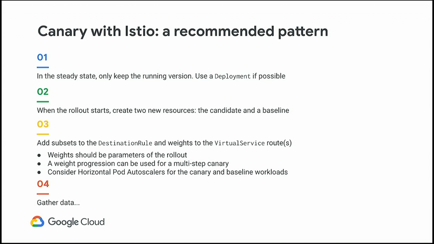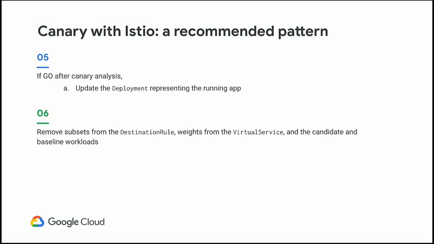It's useful if you're automating this, if you think of the weights as parameters to your automation scripting or your automation tool, because that makes it easy to do a multi-step canary. You can easily go from 80, 10, 10 to 90, or to 60, 20, 20, something like that. And you should definitely use a horizontal pod autoscaler for your baseline and your candidate so that they ramp up as the traffic comes up. So then you wait, gather data, and then you make a decision.